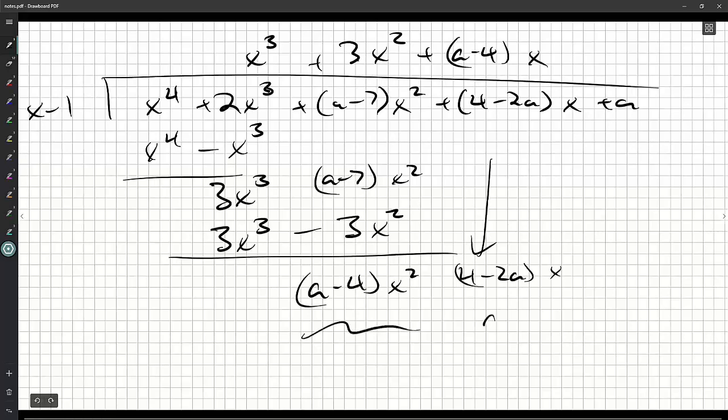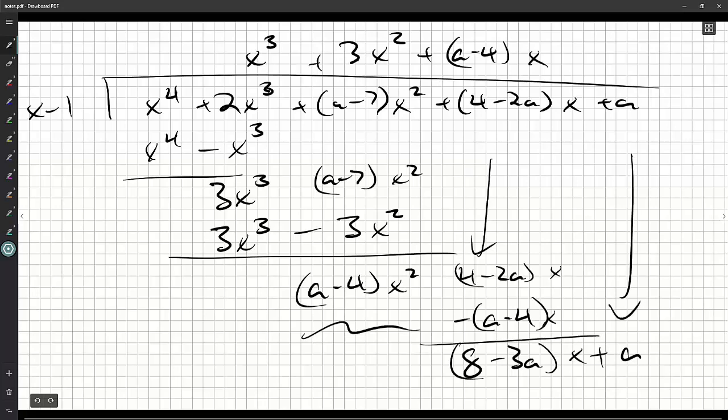We'll get an a minus 4x. Don't need to write that. A minus 4x, so it would be negative a minus 4x. So 4 minus minus 4 is 8. Negative 2a minus 2a is minus 3a. Ooh, don't like that. And then plus a. Something's up.